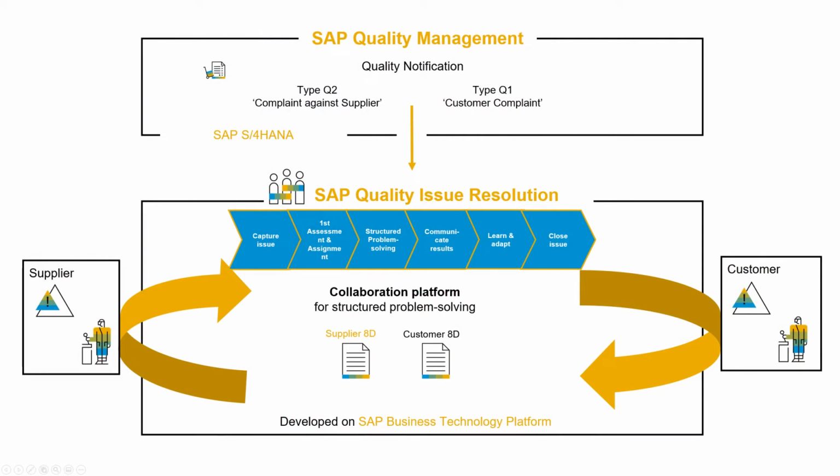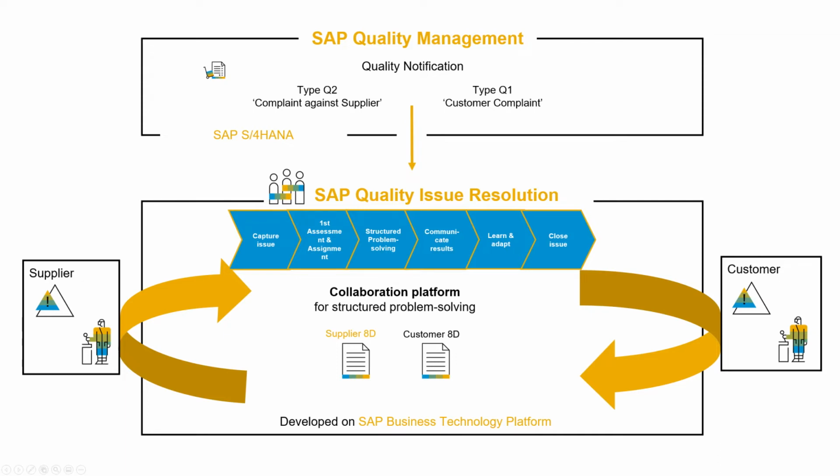SAP Quality Issue Resolution uses the popular 8D methodology for a team-oriented problem-solving approach. This methodology comprises 8 problem-solving steps. Define team, describe problem, define containment actions, define root causes. Here, you can use, for example, the 5 whys methodology for the root cause analysis.